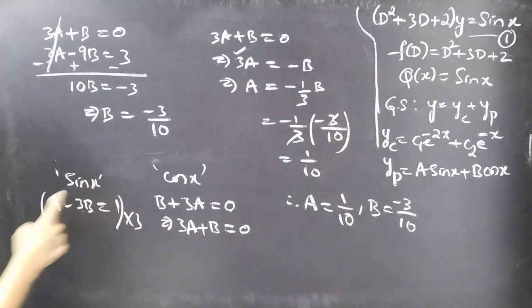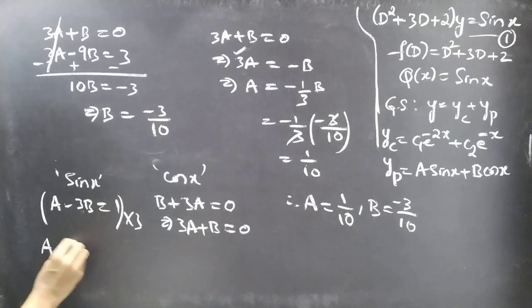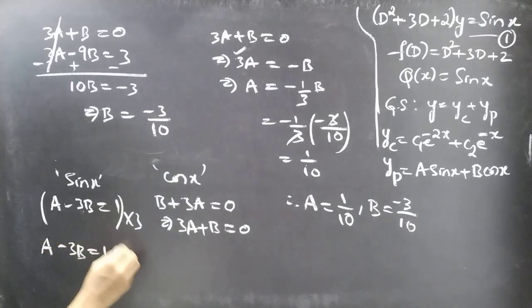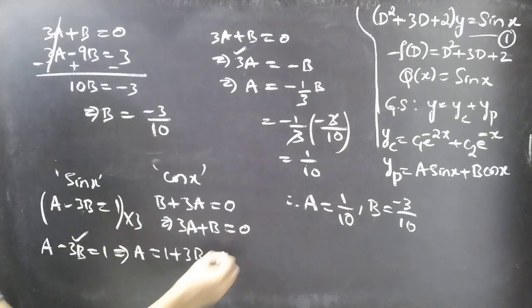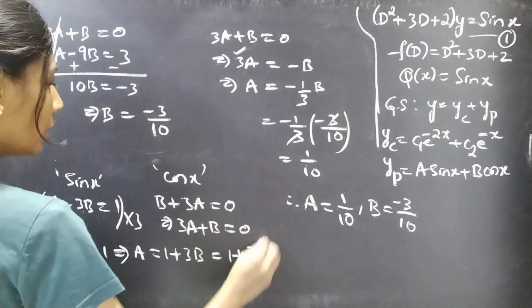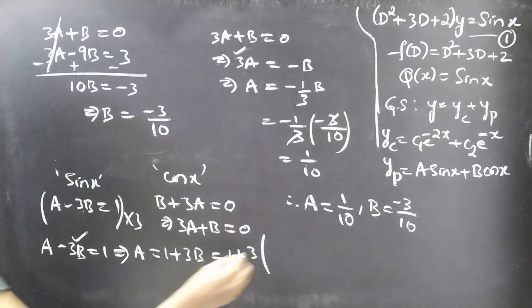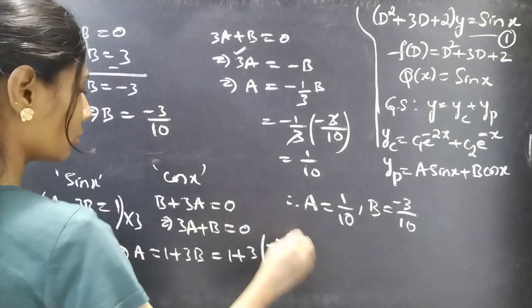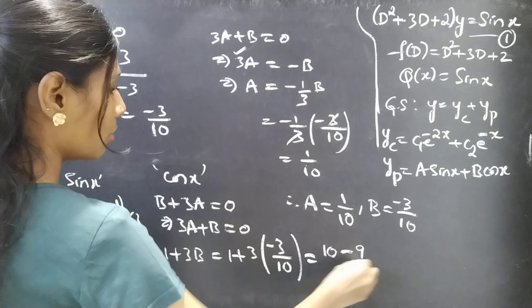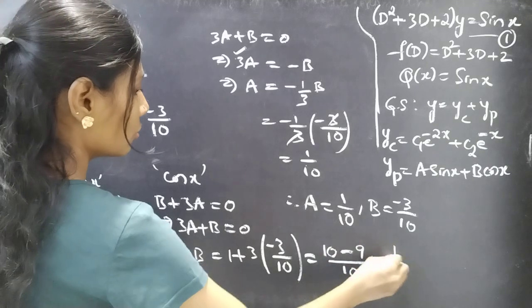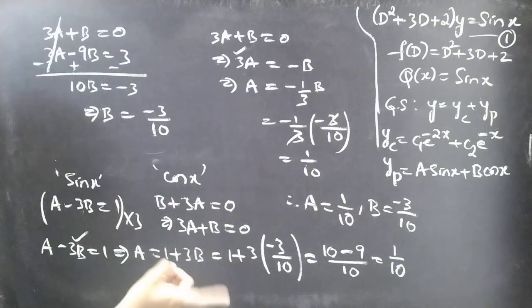Let's see what happens if we substitute in a minus 3b equal to 1. Okay. a equal to, just take this term to RHS, you'll get 1 plus 3b, equal to 1 plus 3 into, write the value of b, minus 3 by 10, which gives us 10 minus 3 3s are 9 by 10, which is 1 by 10. So therefore a equal to 1 by 10, you'll get the same thing. Well, now we got the values of a and b.